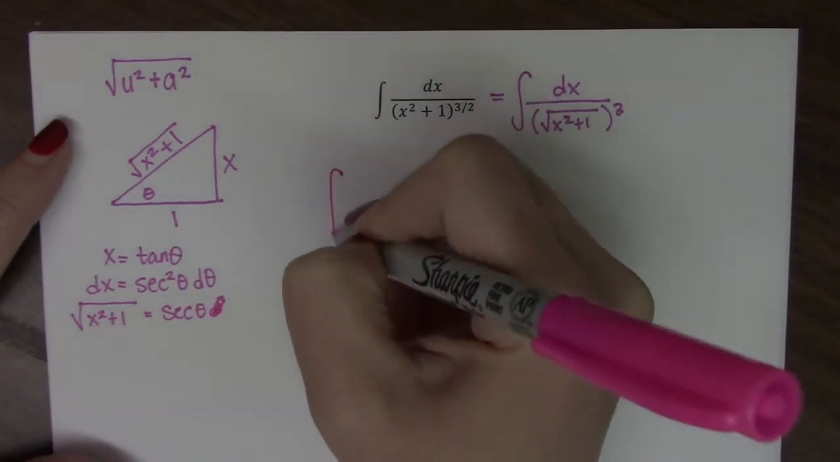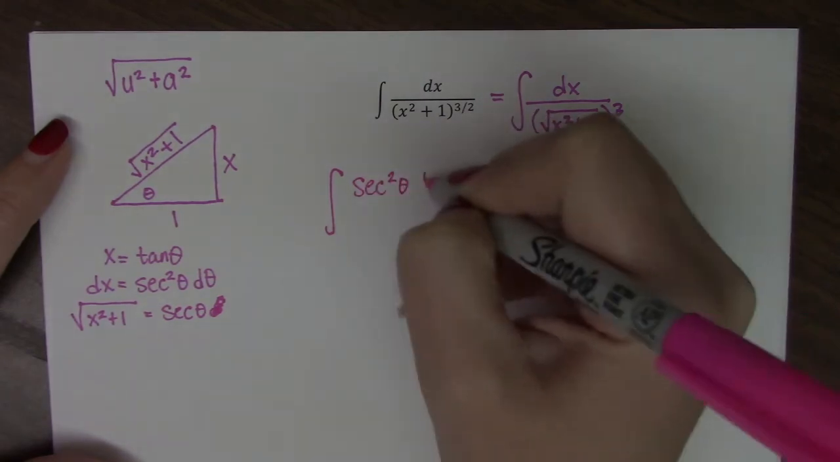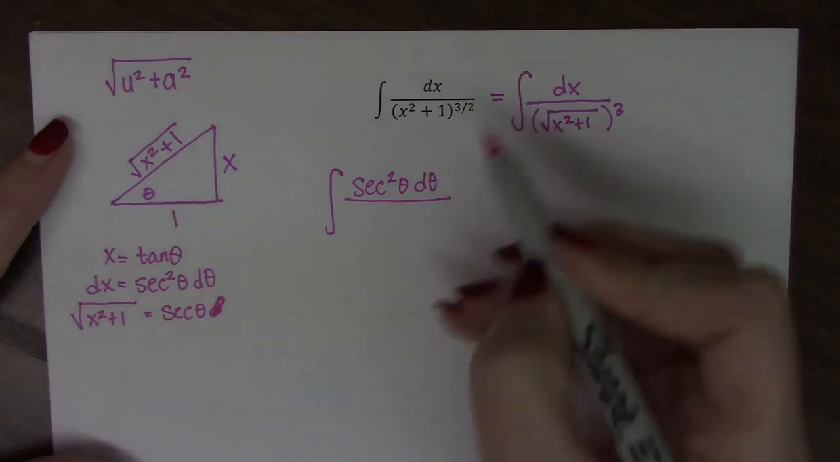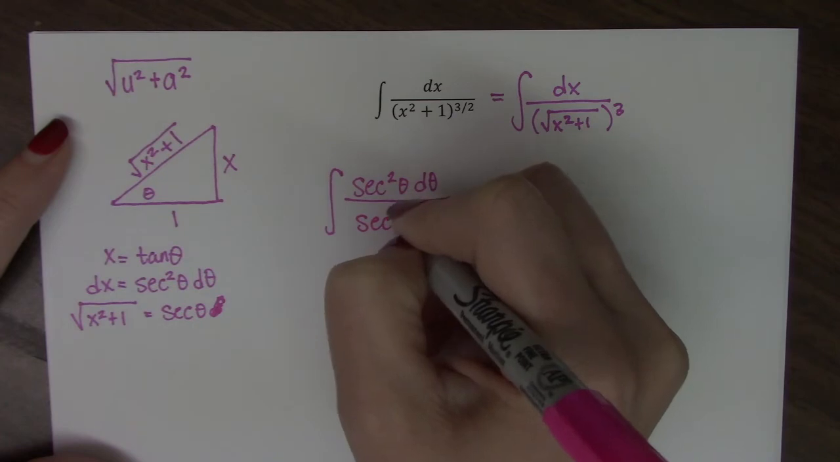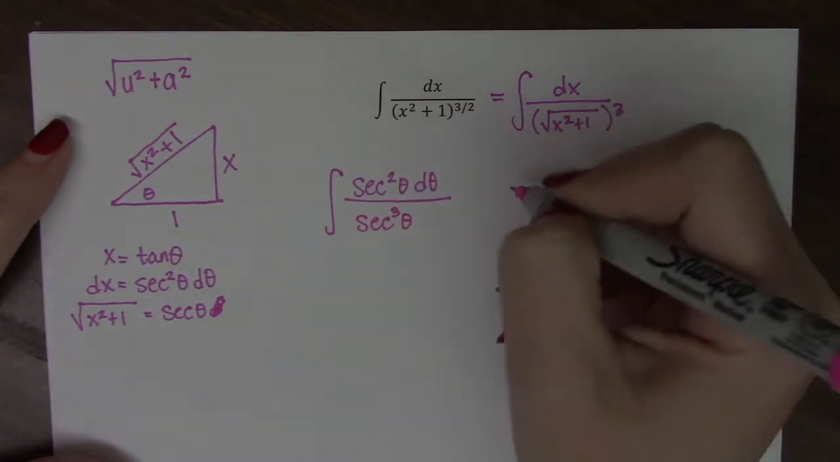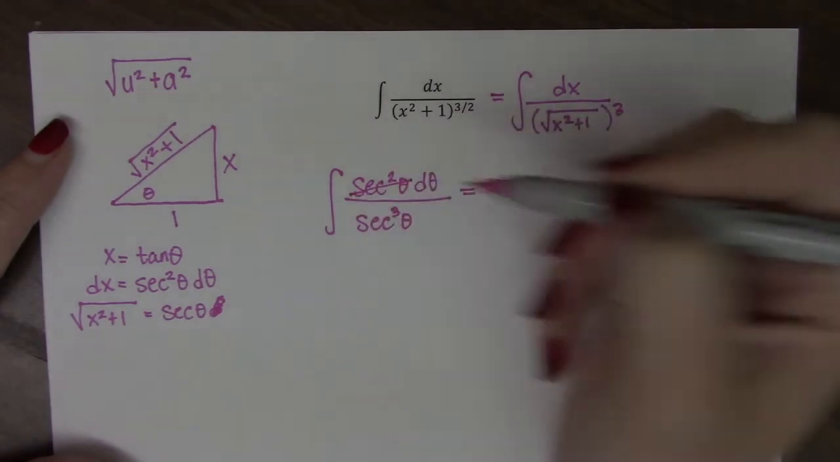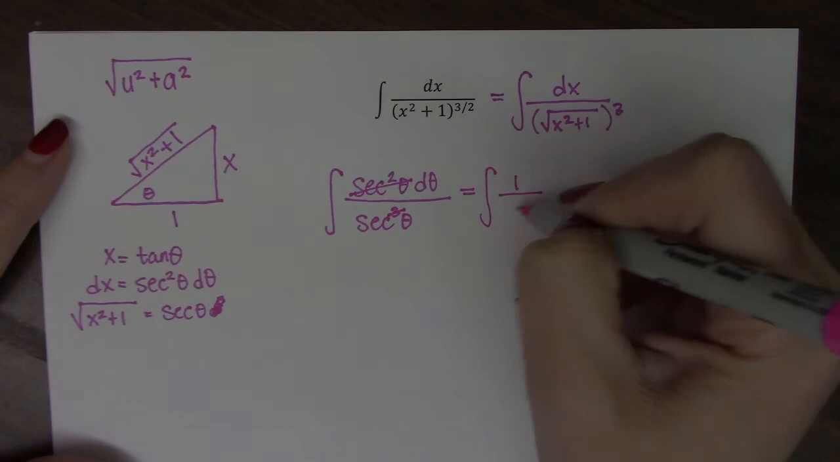So if we translate this integral, our dx is secant squared theta d theta. The radical is secant theta, but notice here it gets cubed. So in the denominator, I'm going to have secant cubed theta. So this cancels the secant squared out of the top. We're left with 1 secant in the denominator.